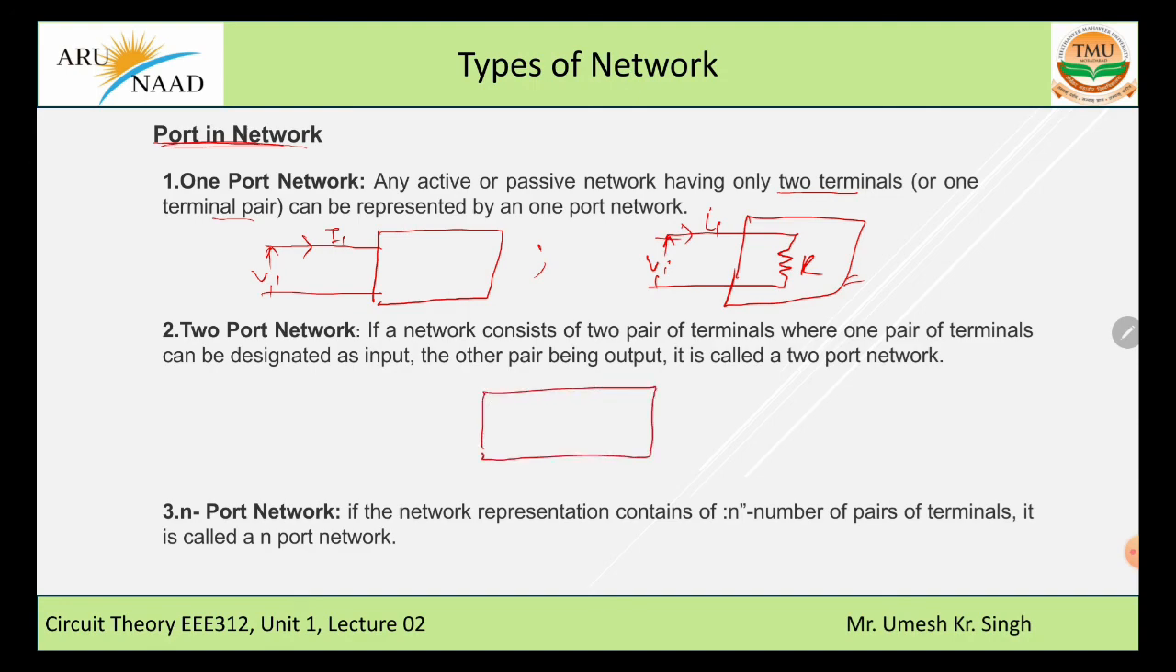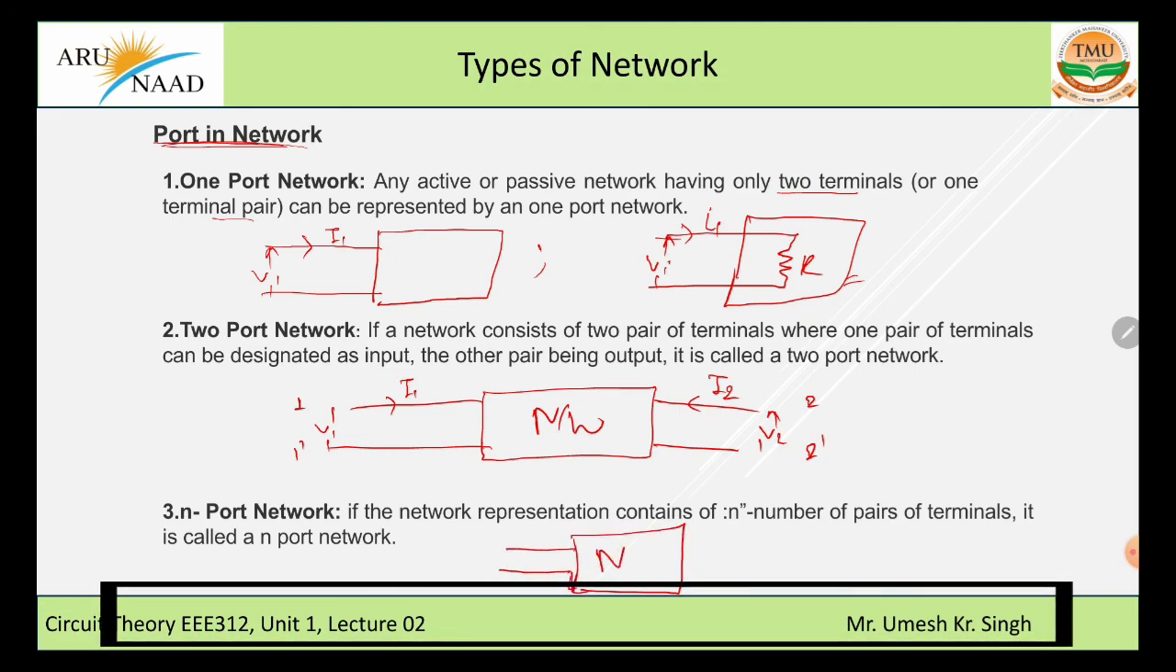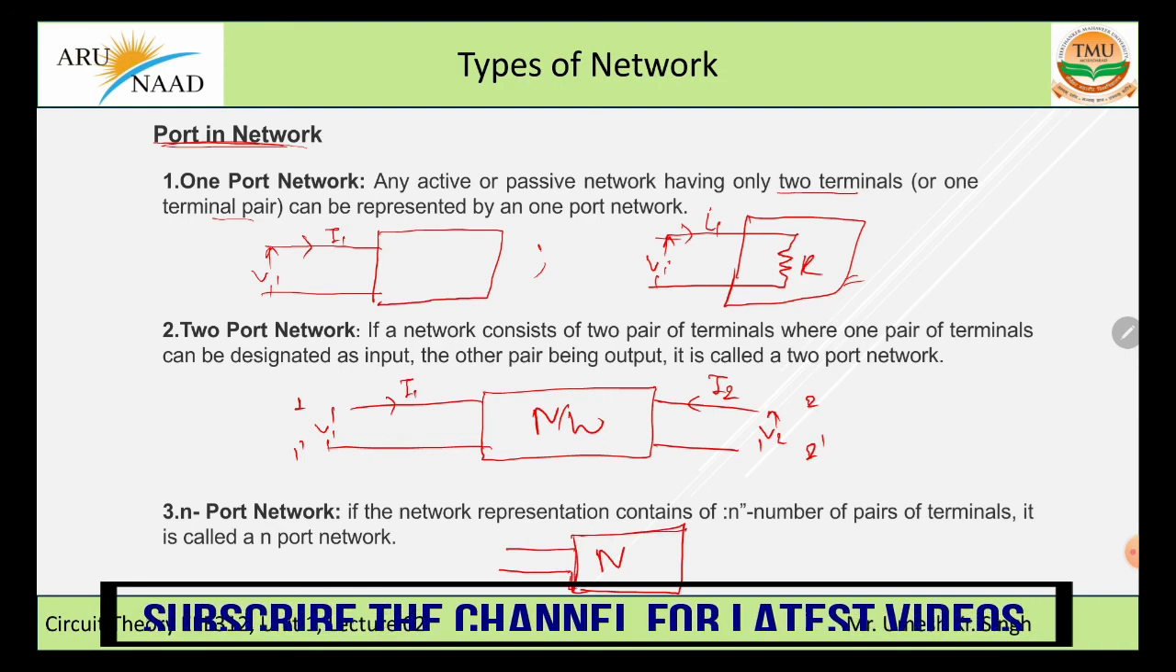But if we have more than one port, we have I1 in this and I2 in this, and voltage V1 here and V2 here. So this terminal pair is known as 1 and 1 dash, this terminal pair is 2 and 2 dash, and such types of networks are known as two port networks. In an n port network, we have n number of ports which can be connected in different combinations.